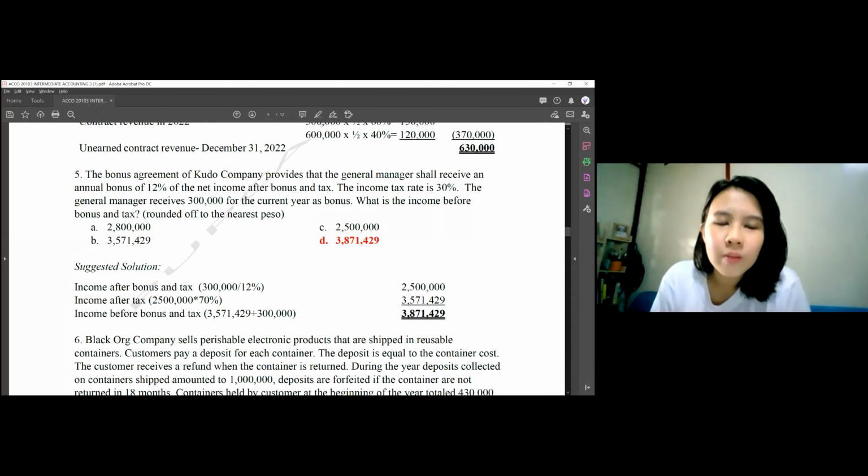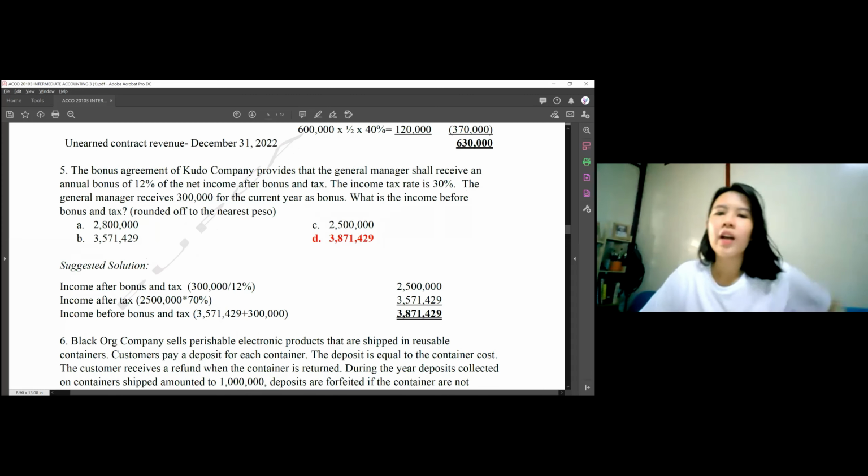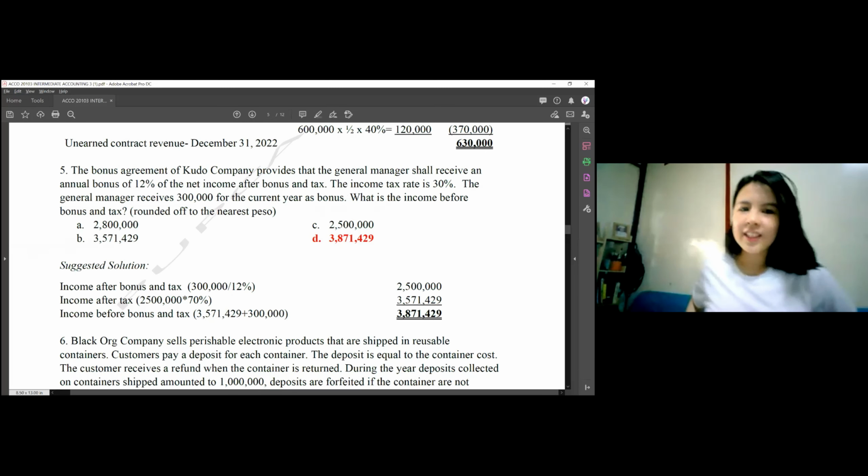There's a bonus agreement with Kudo Company. Sabi doon, magpo-provide siya kay general manager ng annual bonus of 12% ng net income after bonus and tax. So, kung ang income tax rate ay 30%, yung general manager daw ay nakatanggap ng 300,000 for the current year as a bonus. So, ang tanong, what is the income before bonus and tax? Rounded off to the nearest peso. So, okay, let's start.